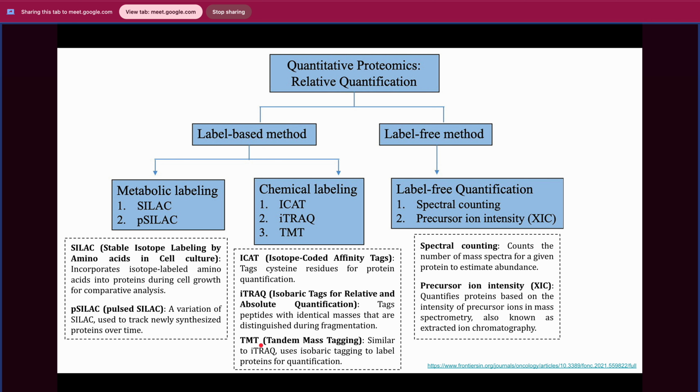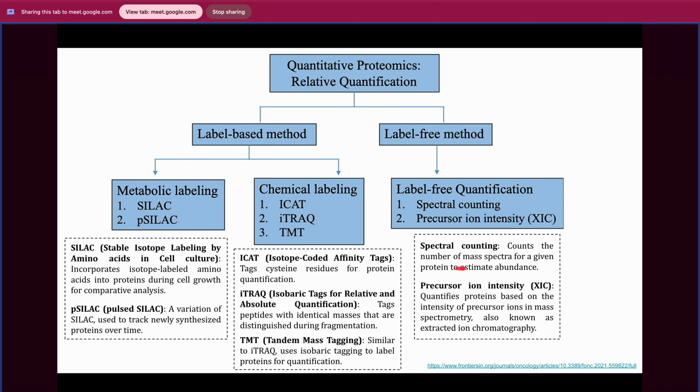Whereas iTRAQ and TMT both use isobaric labeling. They tag the peptides with identical masses that are distinguished during fragmentation, because in the final run they will generate different reporter ions. In that way, they will be able to distinguish between two different samples. And then comes label-free quantification, in which spectral counting and precursor ion intensity come into play.